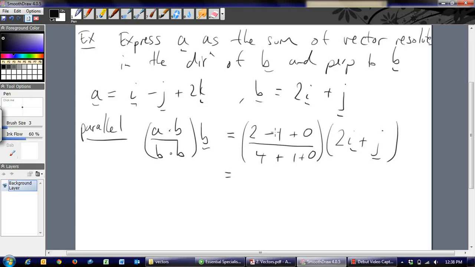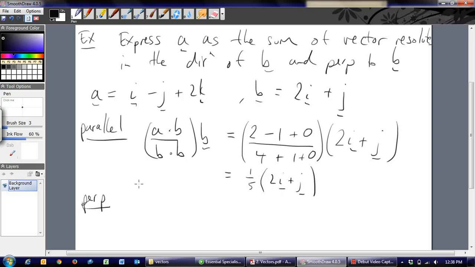Does this work out nicely? Let's have a look. 2 minus 1 is 1. 4 plus 1 is 5, so that's 1/5 of 2I plus J. We can leave it like that if you want, or you could write it as 2/5 I plus 1/5 J. But there is your parallel. That is already 2 marks in last year's exam. Unbelievably easy.